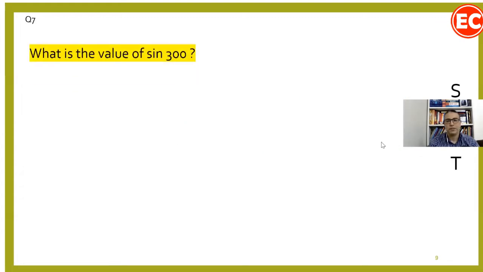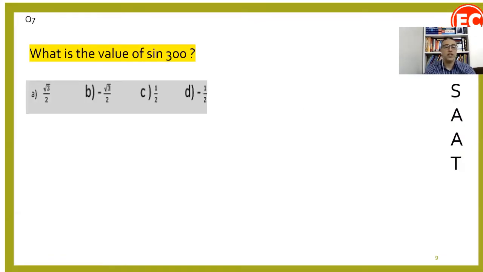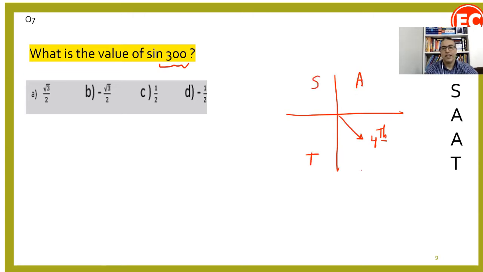Question number 7. What is the value of sine 300? Of course, you are not going to memorize 300, 270, 330, 215, 225, and so on. This is what we call a reference angle. We know that 300 lies in the 4th quadrant, and according to ASTC, the value of sine in the 4th quadrant is negative. So I'm going to cancel C and A. The answer is B or D.